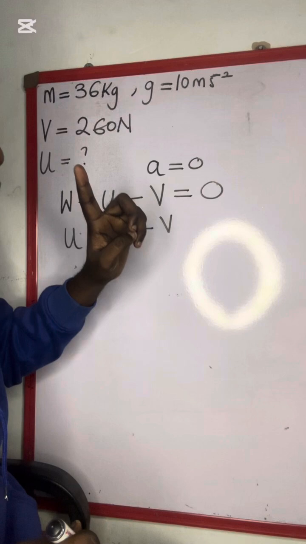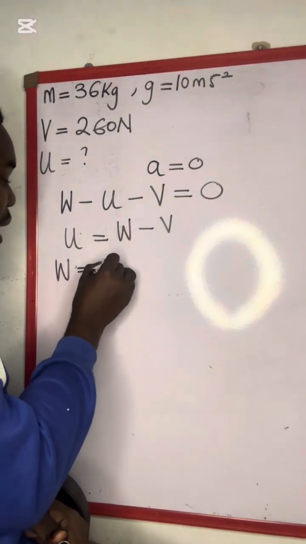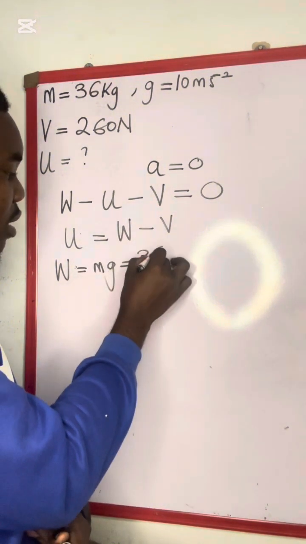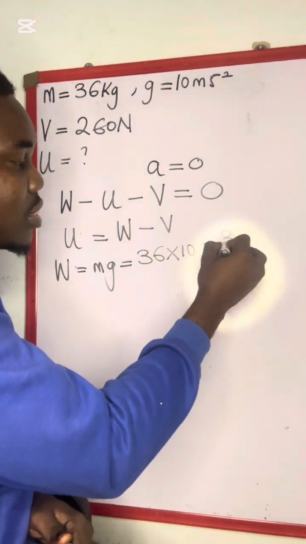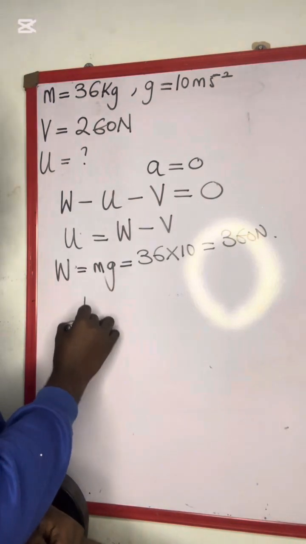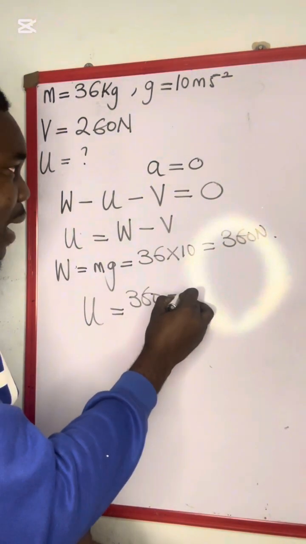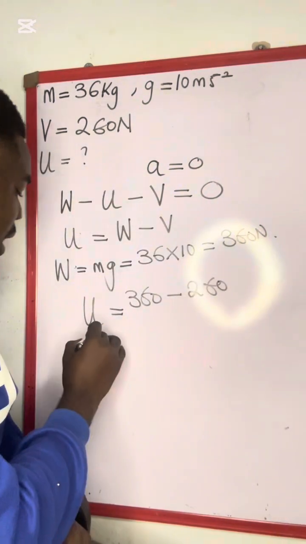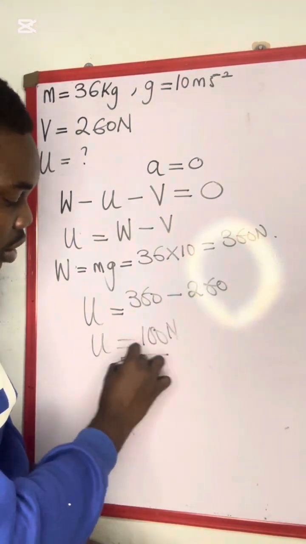Recall, weight is equal to mass times acceleration due to gravity. So we can quickly say 36 times g, which is 10. This gives us 360 Newton. Hence, upthrust becomes 360 Newton minus viscous force, which is 260 Newton. And therefore, the answer becomes 100 Newton.